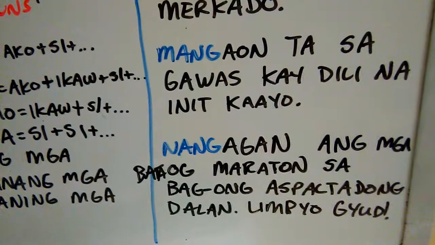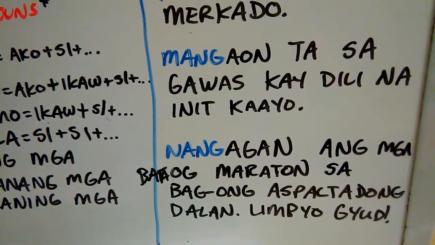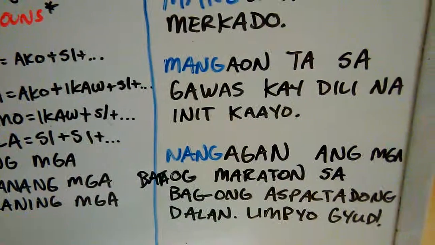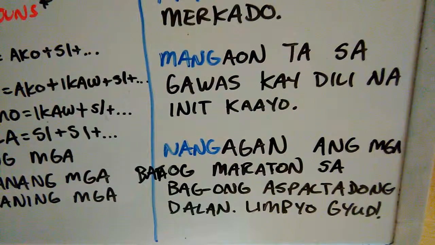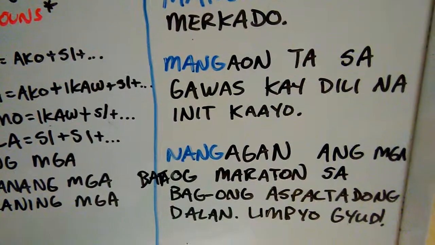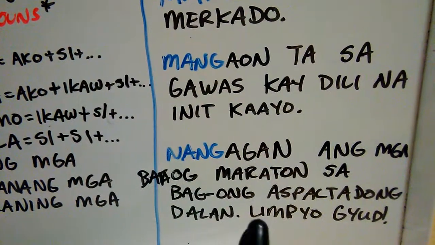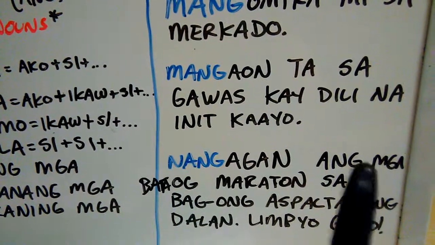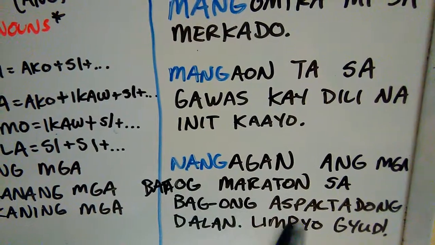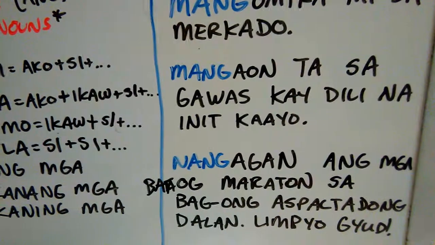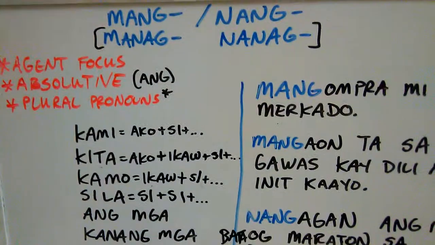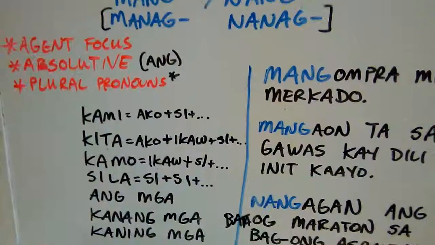Okay, so for those of you that don't understand, they ran a marathon. Those kids ran a marathon. Nanagan ang mga bata og marathon sa bag-ong asfaltadong dalan, limpyo gyud. So we're talking about not just one kid, but a plural number of kids, or the children in general. They ran the marathon. So I hope this can help you with expressing mang and nang now, and it will actually do you well with the plurals.